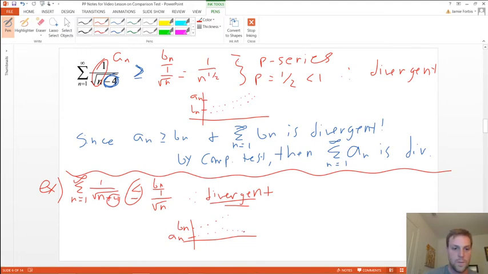So if you get to this point where the inequality doesn't match up with your comparison, there is a way around that. There is a way that you can still use the comparison test. It's a little bit different of a setup, and it's very similar to the ratio test. So that's what we're going to be doing next.